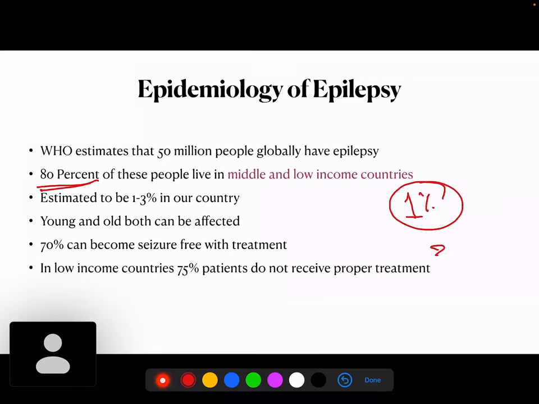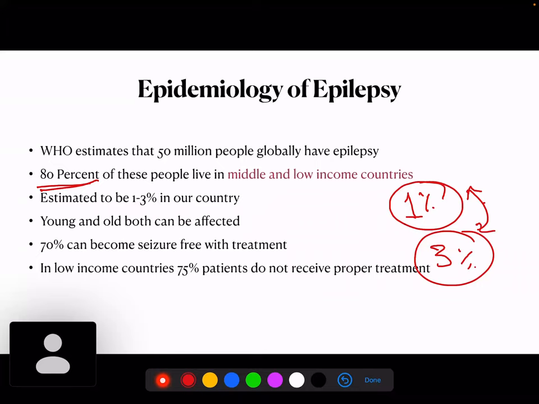And in our country, it reaches around 3%. So it's a huge difference. So there are many reasons for that. We've got poor prenatal care, we've got poor antenatal care during delivery. After that, many times infections, including meningitis and encephalitis, are not properly managed, and head injuries happen. So people have an increased predisposition of having seizures later on. So in our country, it is a higher percentage.